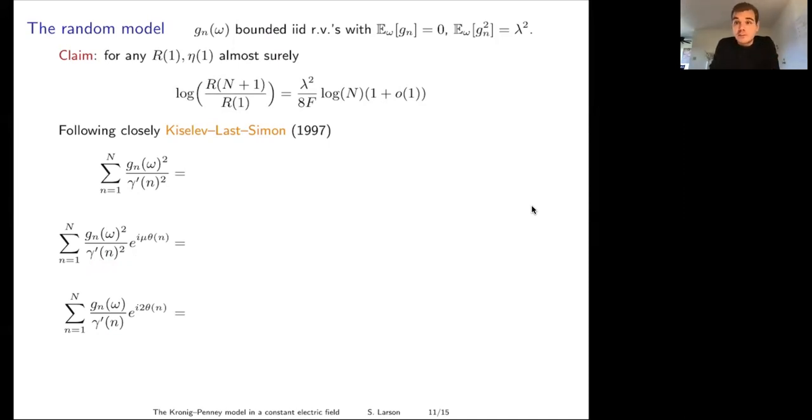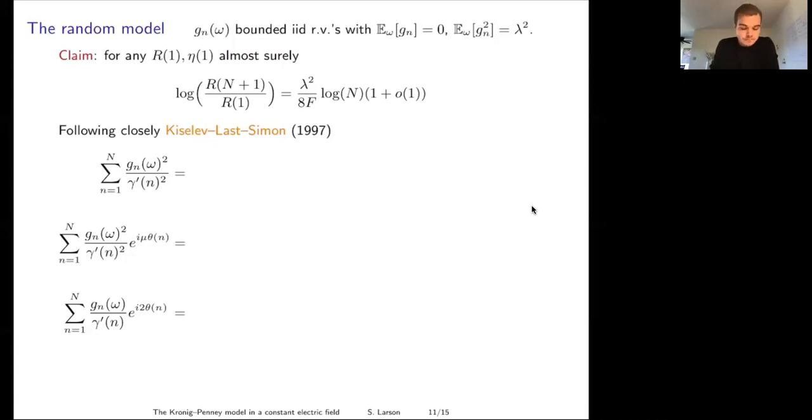And this follows precisely what Kiselev, Last, and Simon did in '97. They had essentially the same sums. Instead of having gamma prime, they had the square root of n explicitly. Instead of having the nonlinear phase, they had a linear phase. But that's actually not going to appear much at all in our arguments. We're going to try to capture cancellations in these sums by using the mean zero property of these random variables, and that they have fixed variance as well.